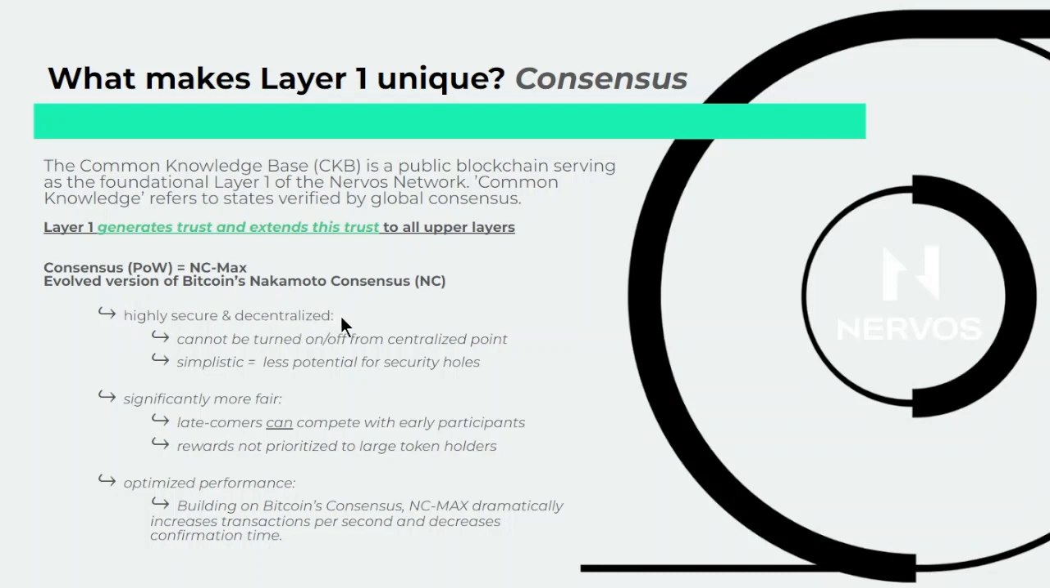So whereas a proof of stake consensus can be turned on and off from a centralized point, there's no big wig at Nervos Network who can just shut off everything on the Nervos Network blockchain. It's not possible. You truly own your data. Additionally, it's way more simplistic, and therefore there's less potential for security holes. Additionally, it is significantly more fair, and this was a huge goal of developing NC-Max, was to make it more fair while optimizing for performance. So in comparison to proof of work especially, latecomers can compete with early participants as far as receiving rewards. Additionally, rewards are not prioritized to large token holders as much as it is with proof of stake. And last but not least, NC-Max is optimized for much higher performance than Bitcoin's consensus model. So building on Bitcoin's consensus model, NC-Max dramatically increases transactions per second and decreases the confirmation time.